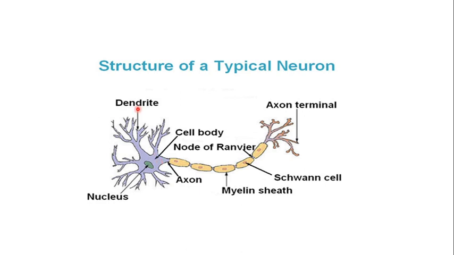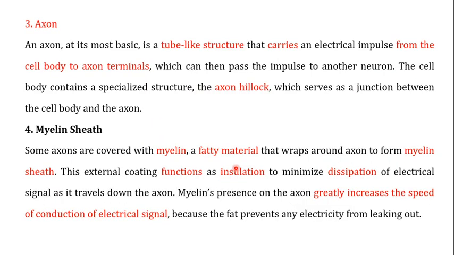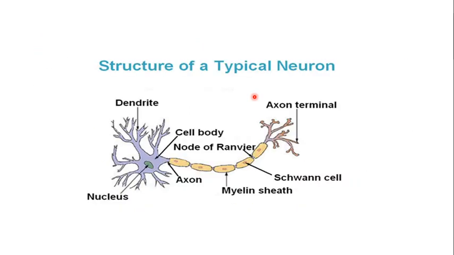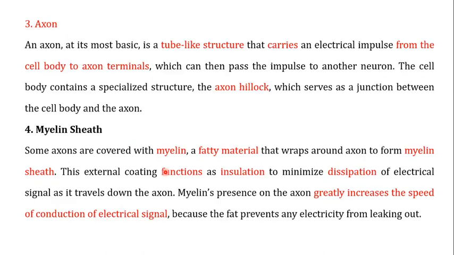Now if the dendrites are extensions from the cell body, and the axons are also extensions from the cell body, what is the difference between the two? We'll have a detailed discussion on this. But at this particular time, keep in mind that when the dendrites receive a message, that message is going to move toward the cell body, and the axon is going to take the message away from the cell body. Now the cell body contains a specialized structure called the axon hillock, which serves as the junction between the cell body and the axon. So the junction between the cell body and the axon is called the axon hillock.